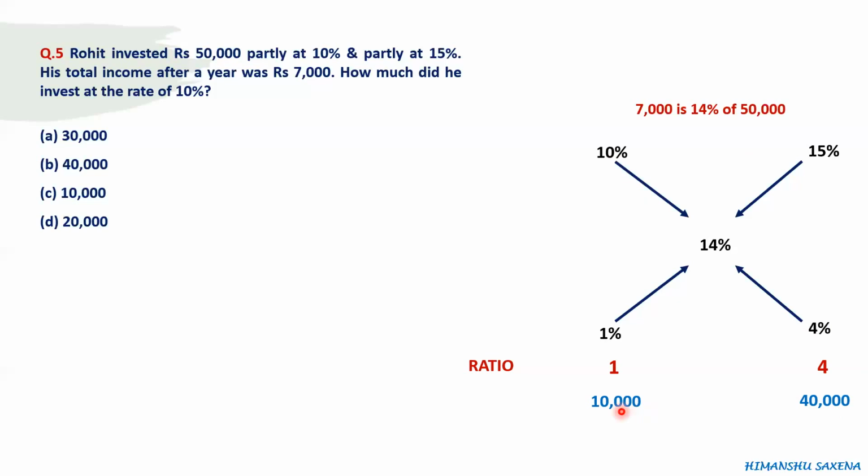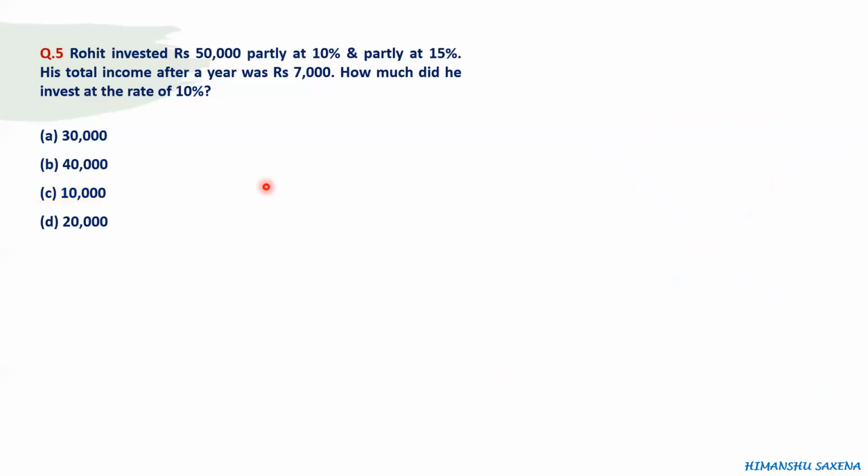So 10,000 rupees were invested at 10%, while 40,000 rupees were invested at 15% to get an effective interest rate of 14%, right? So our answer would be C, 10,000. This is the amount which was invested at the rate of 10%. Now there is another method which we will use to solve this question.